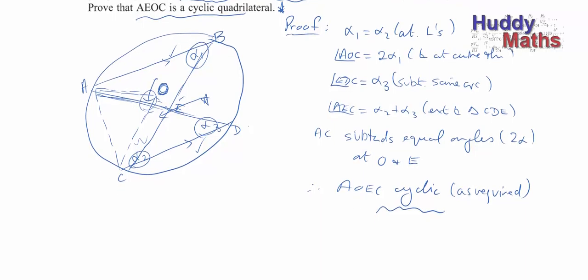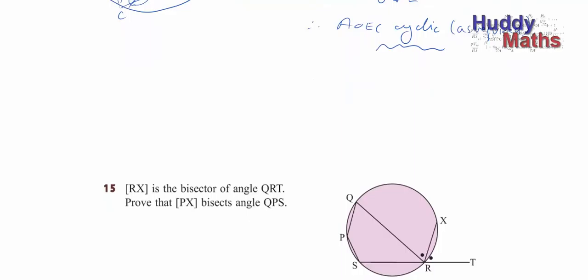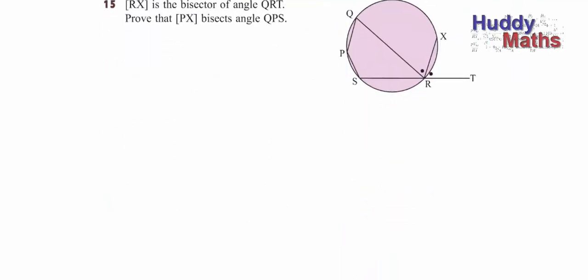Okay, come down and let's have a look at another one. Now I want you to have a go at each of these before I put the answers up, obviously. So here we have a nice diagram already, fairly large, so you should be able to work on that. RX is the bisector of angle QRT.